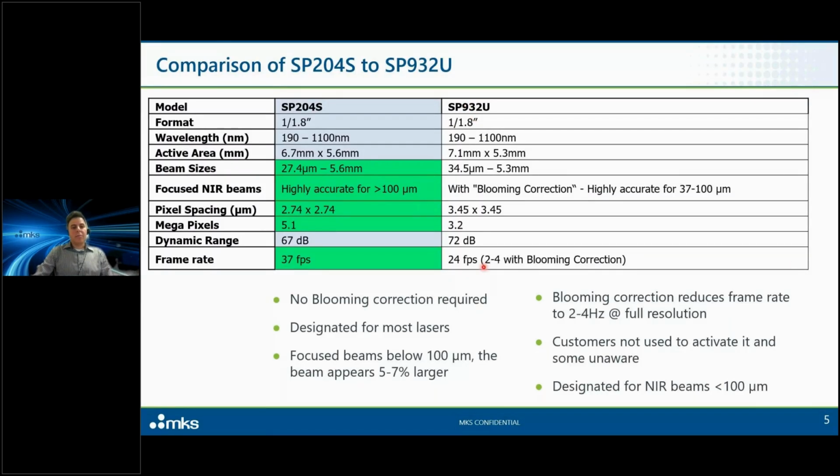However, because the SP932U uses the blooming correction algorithm, we still continue to designate it for tightly focused NIR beams. But for all the rest of the users, we do recommend using the SP204S. So to summarize, for the majority of users, we recommend the SP204S, unless you have tightly focused NIR beams somewhere between 37 to 100 microns, and then we recommend using the SP932U with the blooming correction algorithm.